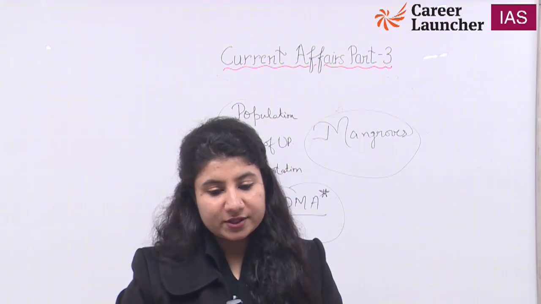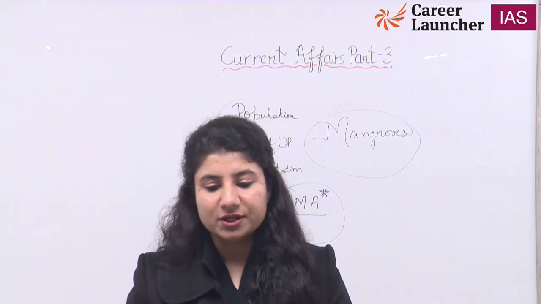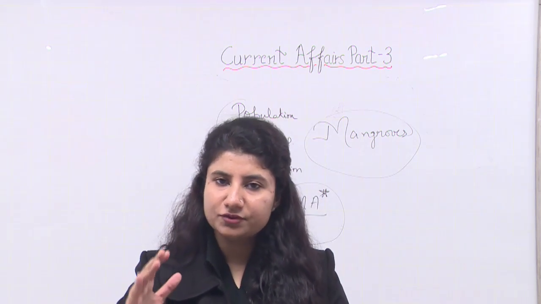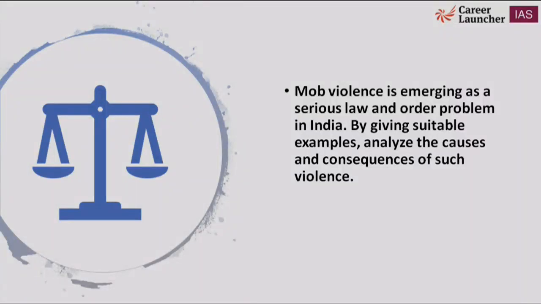The second question is about mob violence. Violence is of different categories. Terrorism is also one kind of violence. Hitting somebody is also one kind of violence. So violence has various types of different manifestations. Mob violence is emerging. It is coming up. It is growing as a serious law and order problem in India.